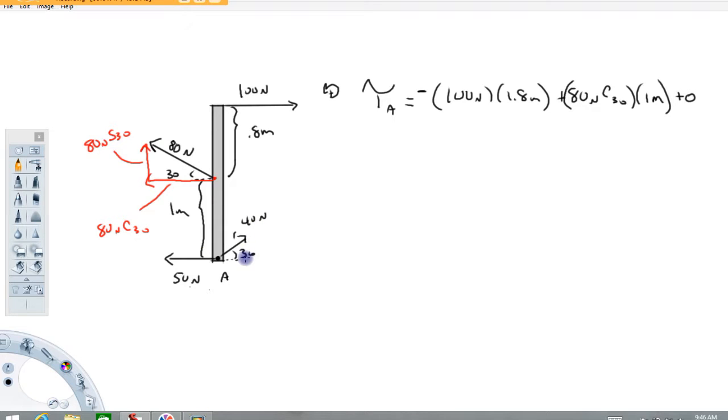The 40 newtons at a 36 degree angle, same thing. The angle doesn't change this fact. The line of action of this force goes right through A. It doesn't matter the direction. I can have a force vector in any direction. As long as its line of action goes through A, there is no torque produced by that force. So I'll put another 0. All right, so now I'm going to calculate a value.